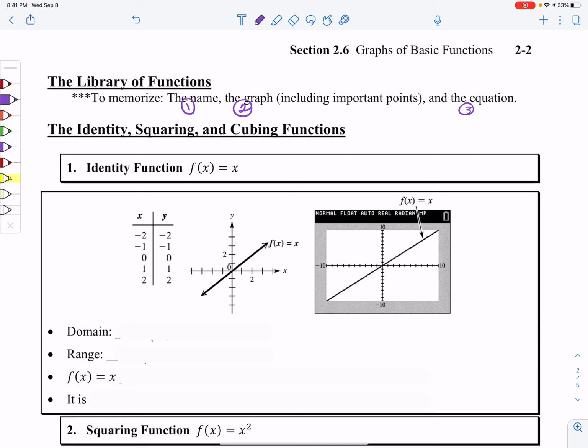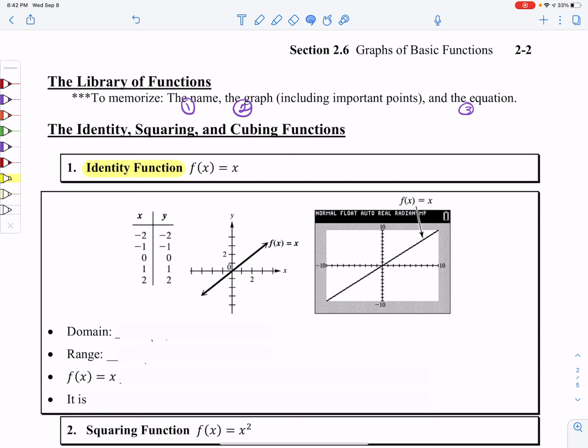Later on, we'll be messing with the parents. We'll be moving them up or down or right or left or squishing them or stretching them. So the parent functions, notice that the very first one that we have here is going to be the identity function. So that's the name that you have to memorize. Secondly, I've given you 2 graphs. One looks like it came from the graphing calculator. The other one is just a normal graph.